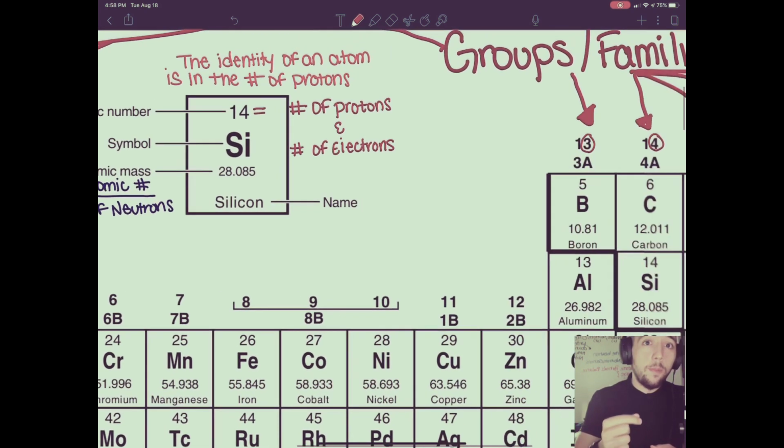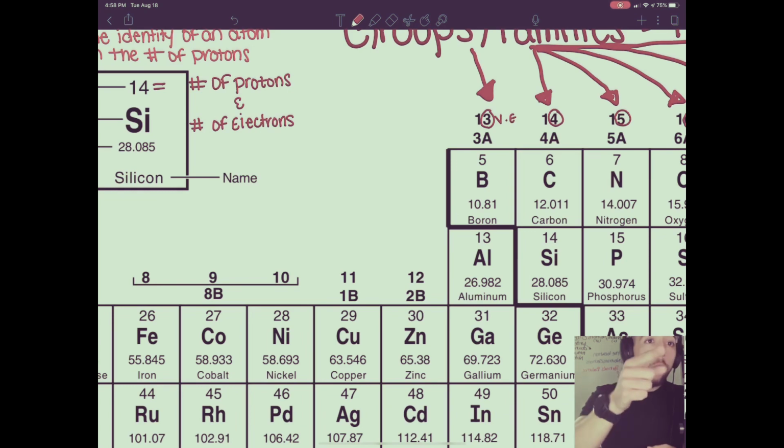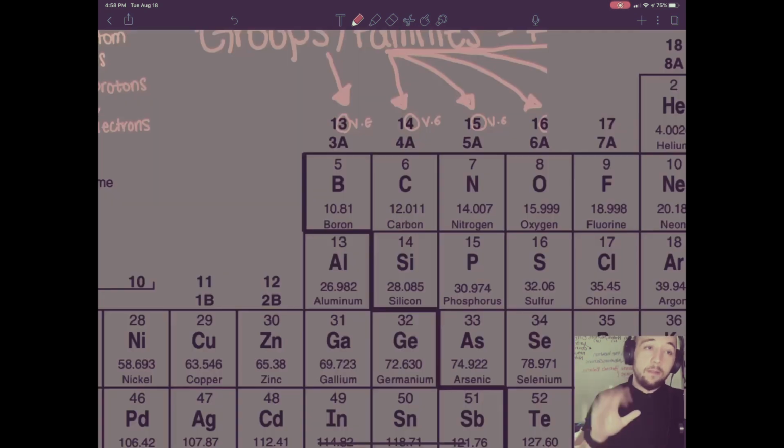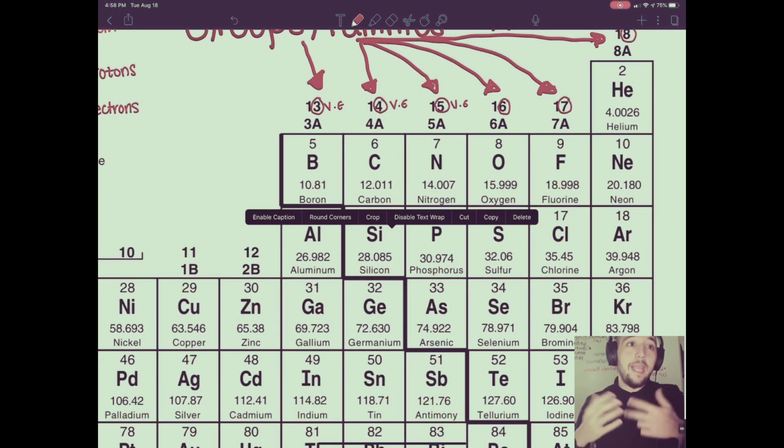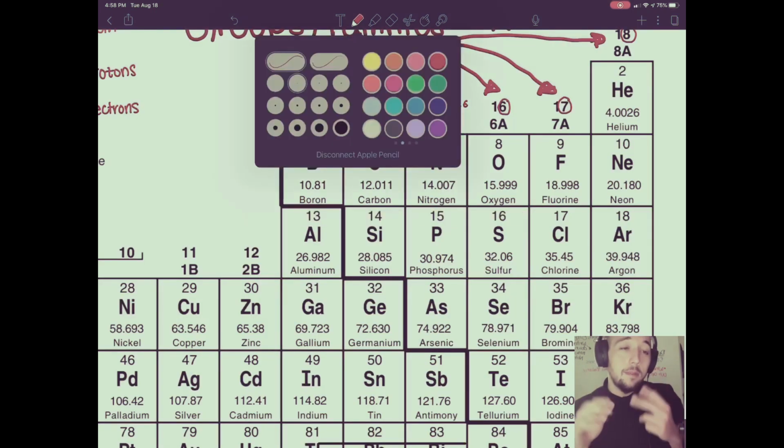So the first group is going to have 1. The second group's 2. The 13th group has 3, the 14th group has 4, the 15th group has 5, the 16th group has 6, the 17th group has 7, and then the 18th group has 8.